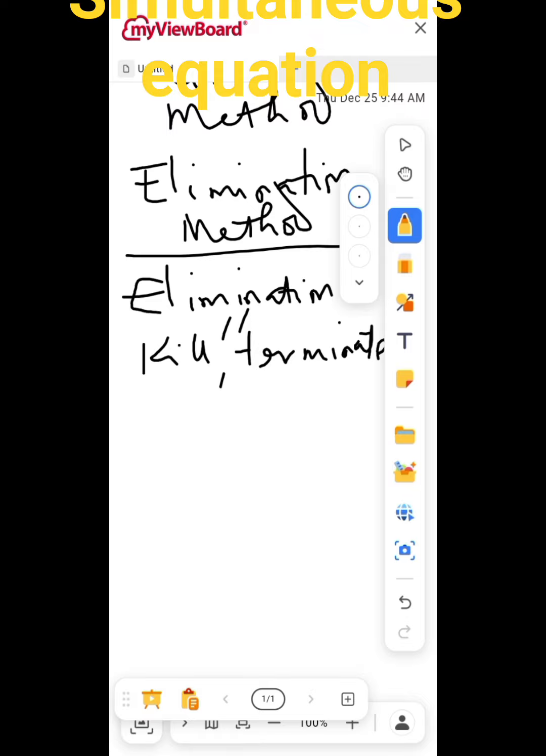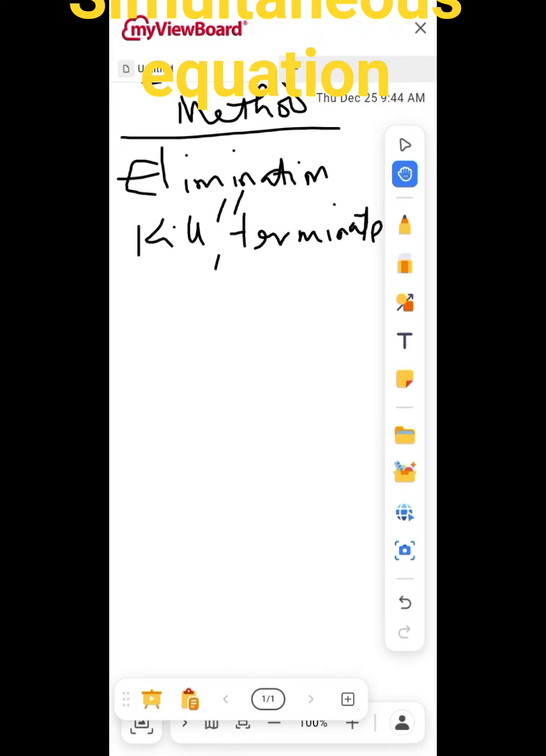So how do we use our elimination method now? Let us see an example.